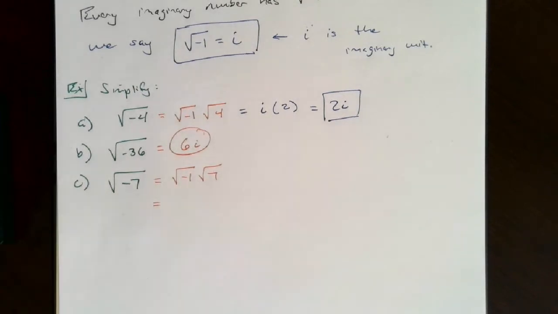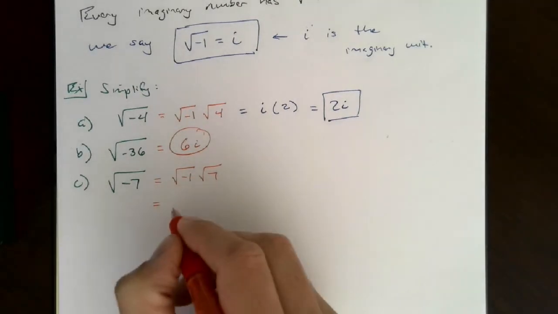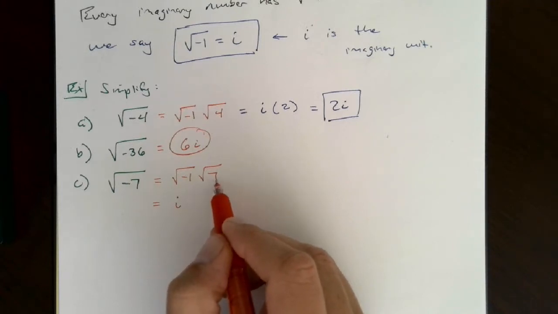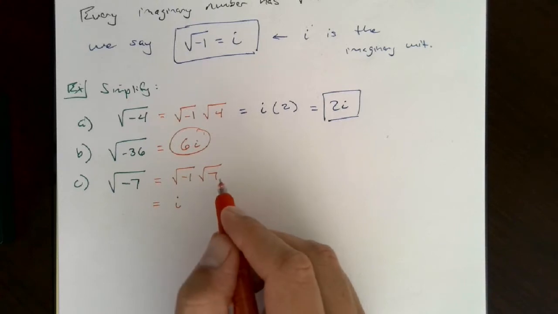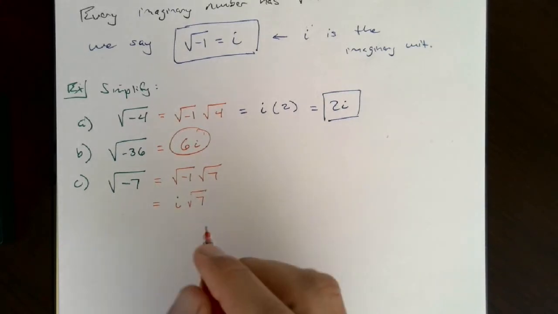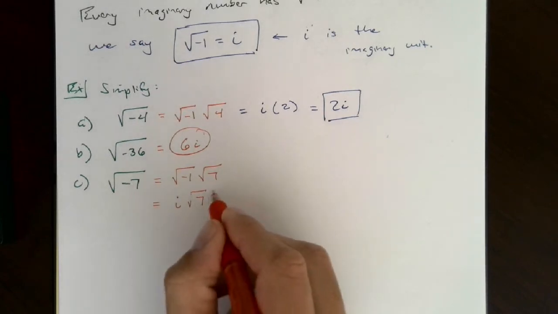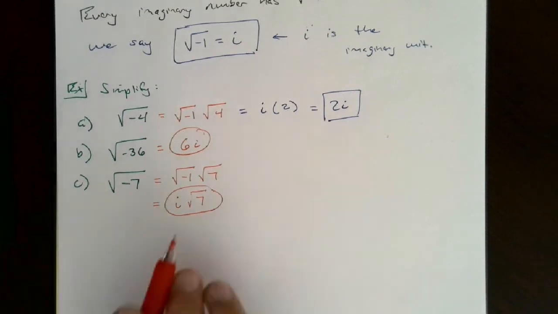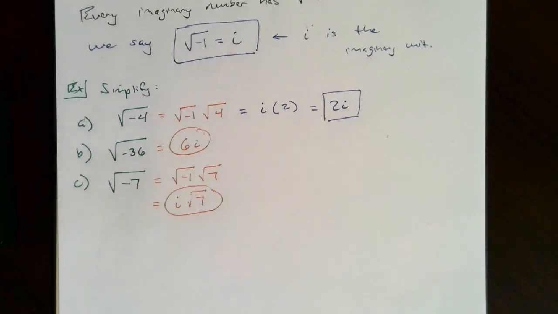The square root of negative 1, right, is I. The square root of 7, you want to simplify like you normally would. The square root of 7, in this case, isn't a perfect square, and it doesn't have any perfect square factors, so you keep it as square root 7. So the square root of negative 7 is equivalent to I square root 7. And you leave it like that. If you can't simplify that radical any further, you leave it alone.